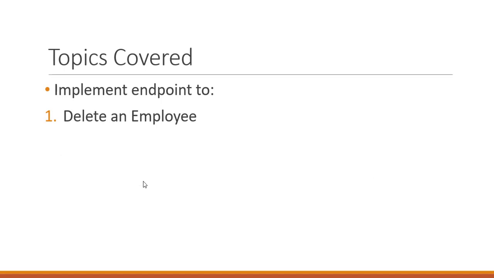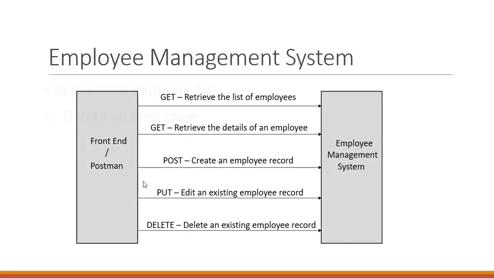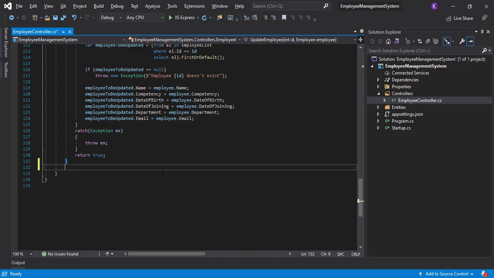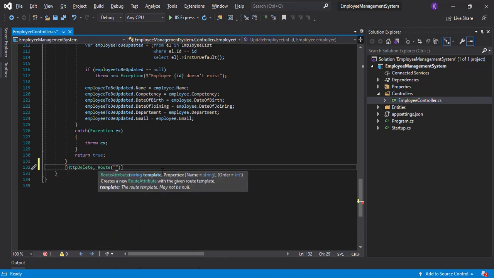So in this video, we are going to implement an endpoint to delete an employee. And to do that, we are going to use the word HTTP delete. So let's get started. We're going to start with the HTTP delete word, and then we'll mention the route. Inside the route, we'll say ID. So this will be a delete endpoint, and it will take an ID input, correct?